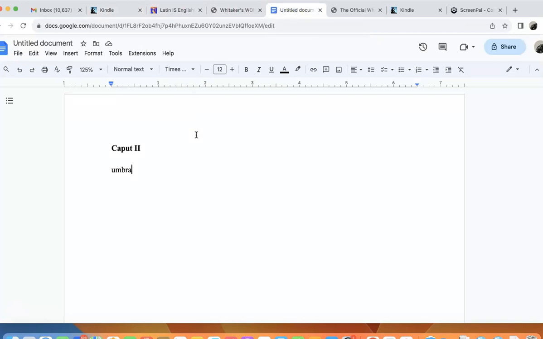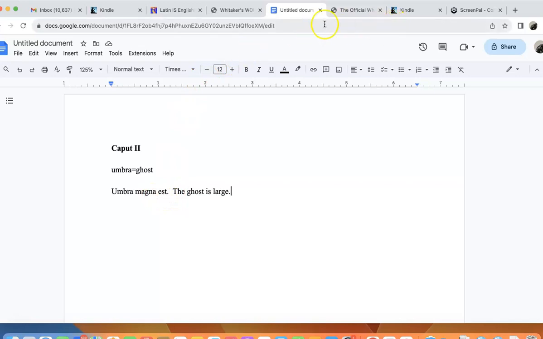So we know this means ghost. At least we're going to use it here. So if I say umbra, let's see, I'll use this adjective that they used last time. What does this mean? Well, it means the ghost is large. It's kind of a weird sentence, but it works for us. So here we have umbra magna est, the ghost is large.